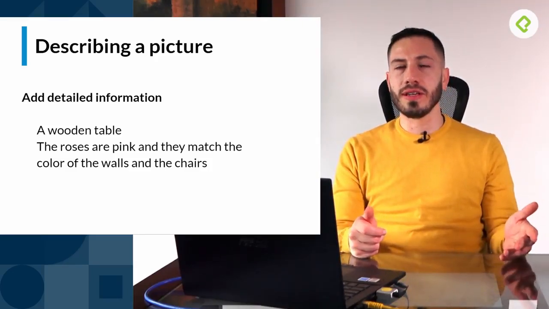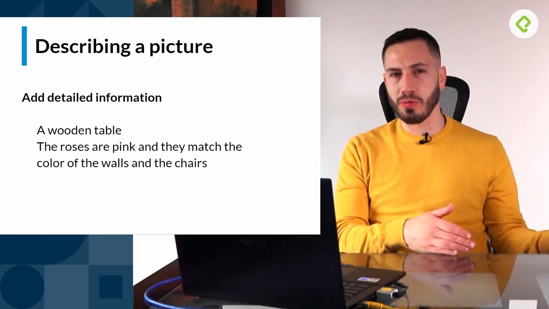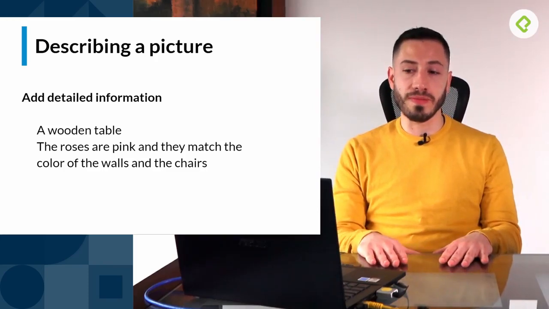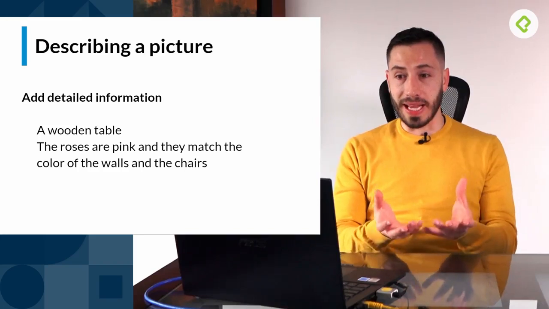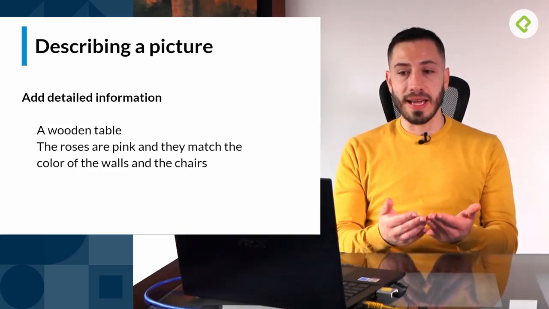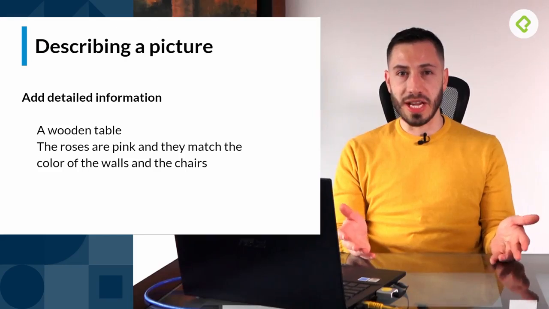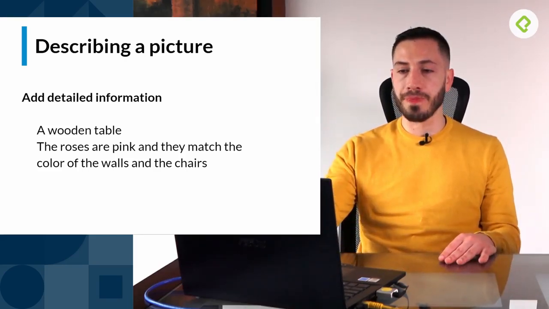In this case, we could say it's a wooden table. Like in our previous example with the house, do you remember? This table is also made of wood. And you could also say something like, the roses, the flowers, are pink, and they match the colors of the walls and the chairs. There's actually a lot of pink in this picture, if you remember correctly.